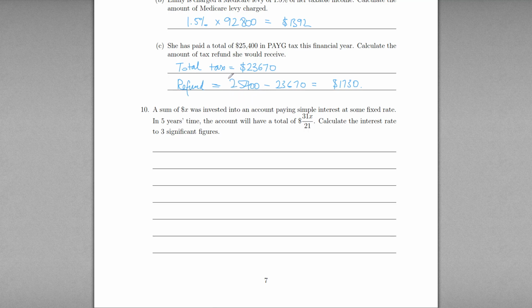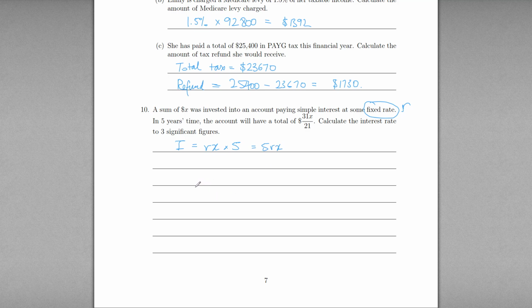Okay, so it's invested into some account paying simple interest at a fixed rate which we don't know, so we'll call this fixed rate R. What I do know is that the simple interest is always equal to the initial amount multiplied by the rate multiplied by the time, so 5 years time. Okay, so we'll just call that 5rx for now.